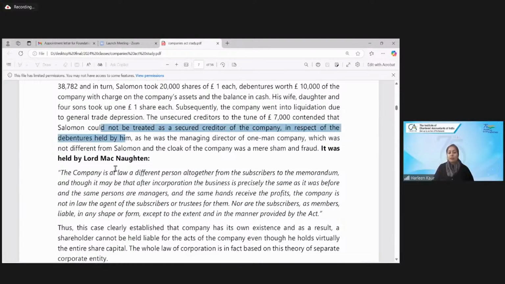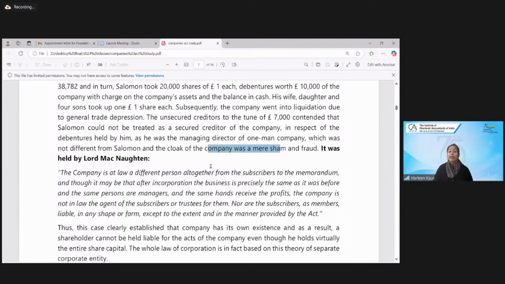So Lord MacNaughton held that we cannot say, as the creditors said, that it is a mere sham and fraud, meaning the cloak of the company, meaning the existence of the company is just to create a fraud. Salomon himself is the owner. It is all the family members who are doing the business. Now he has taken home all the money. This is very bad. So the angry unsecured creditors went to the court.